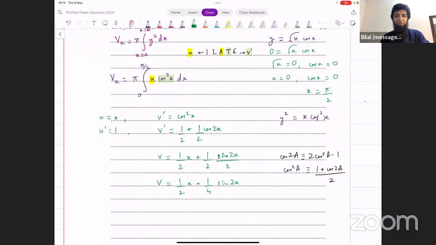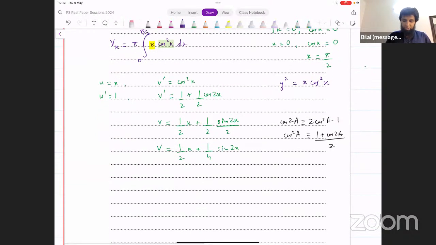Okay, so we have u, we have v, we have u dash and v dash. Now we just input this in the formula, pi into uv minus integration of vu dash, right? That's what it is. U as it is, that means x as it is, into v. What's v? V is this thing.